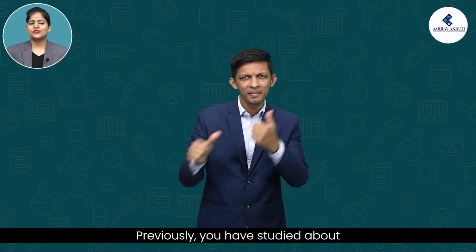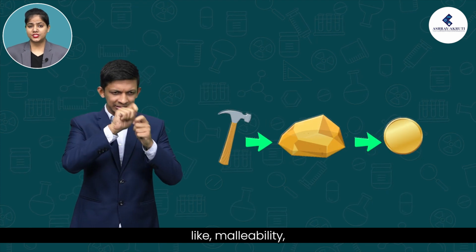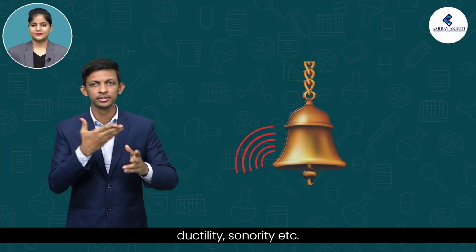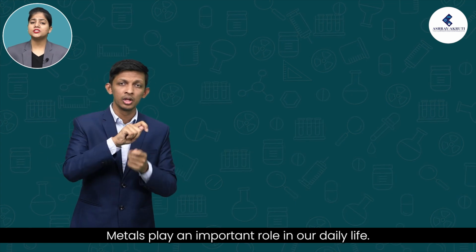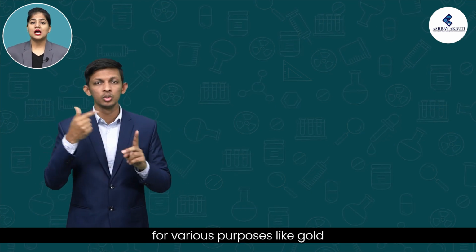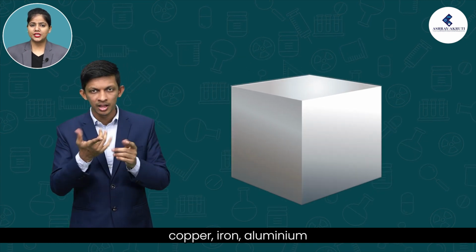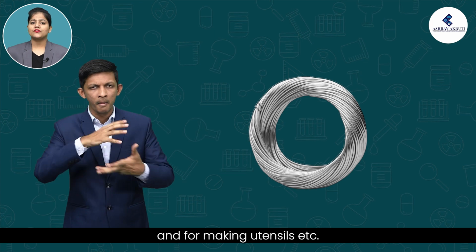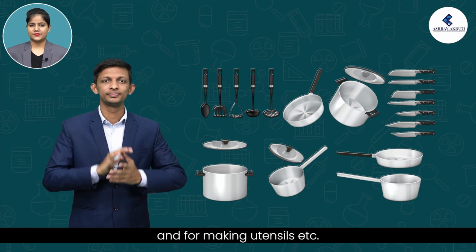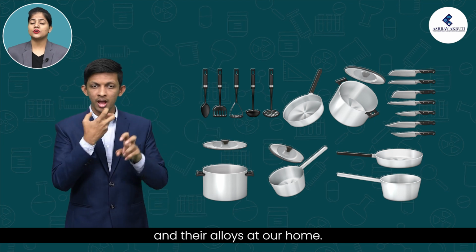Hello children. Previously, you have studied about certain properties of metals like malleability, ductility, sonority, etc. Metals play an important role in our daily life. We use various metals for various purposes like gold and silver as jewelry, copper, iron, aluminium for making conducting wires and for making utensils, etc. We use many household articles made up of metals and their alloys at our home.